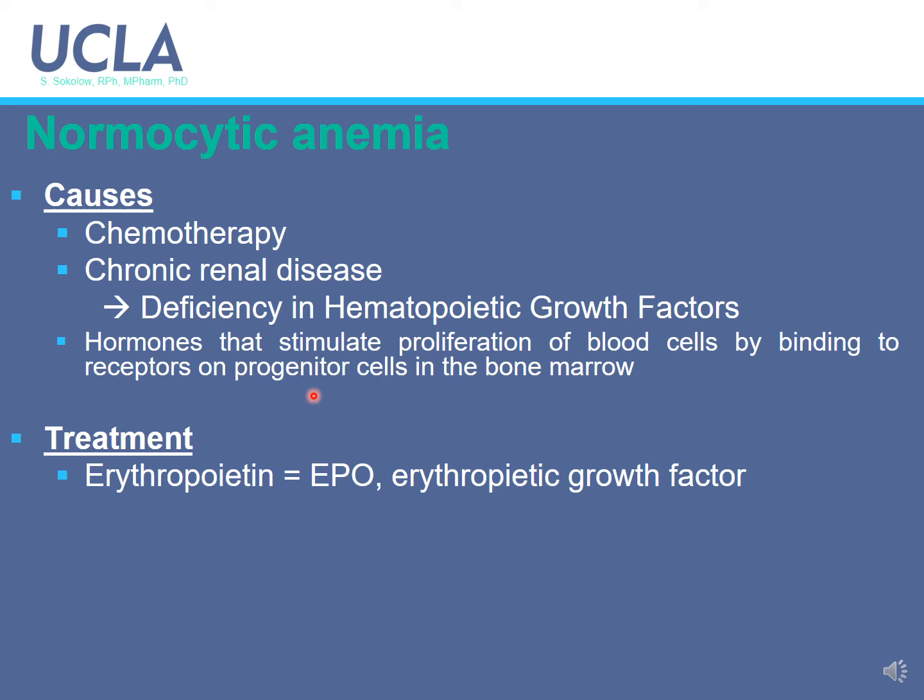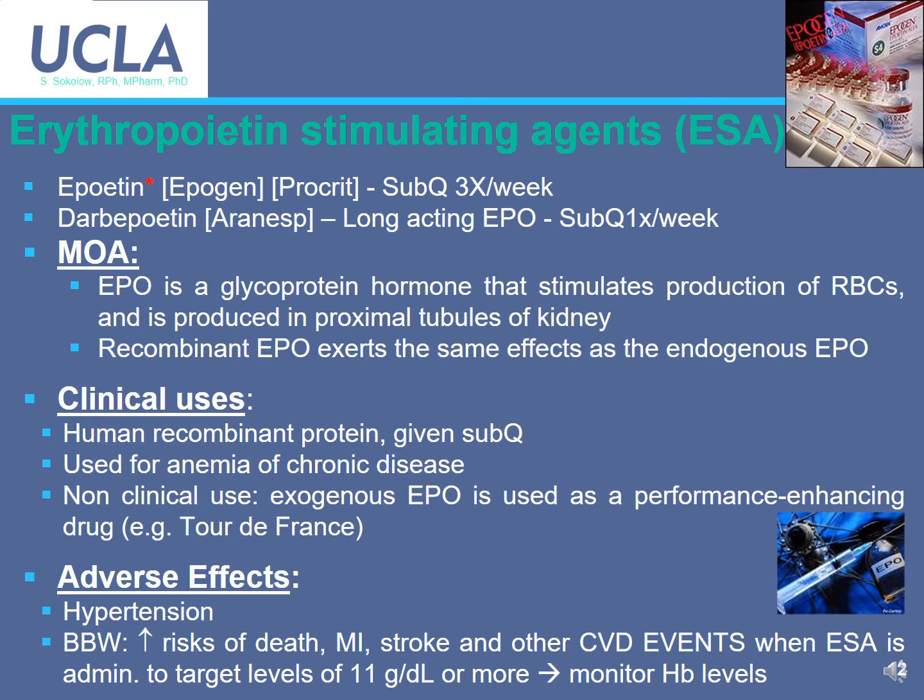The treatment of normocytic anemia is to give erythropoietin, so EPO, or the erythropoietic growth factor. So there are different agents, different erythropoietin stimulating agents, or ESA. You have epoetin and darbepoetin, which is the long-acting form of EPO. So you see the regular form is given 3 times a week versus the darbepoetin is given sub-Q 1 time a week. So again, these are protein drugs, so they cannot be given orally, and so they are given either sub-Q or IV. Mechanism of action of those stimulating agents.